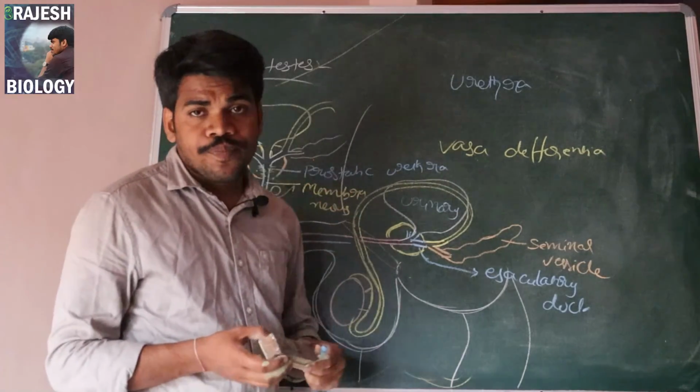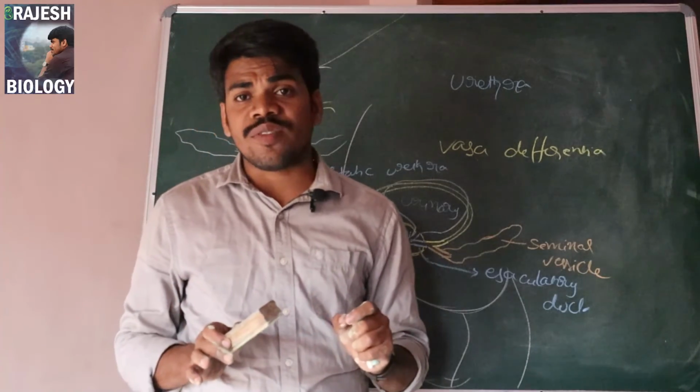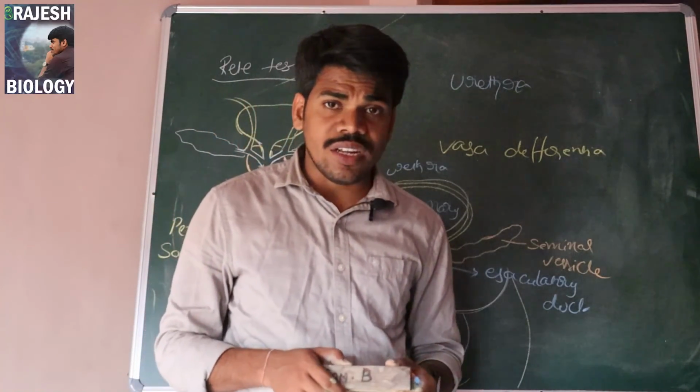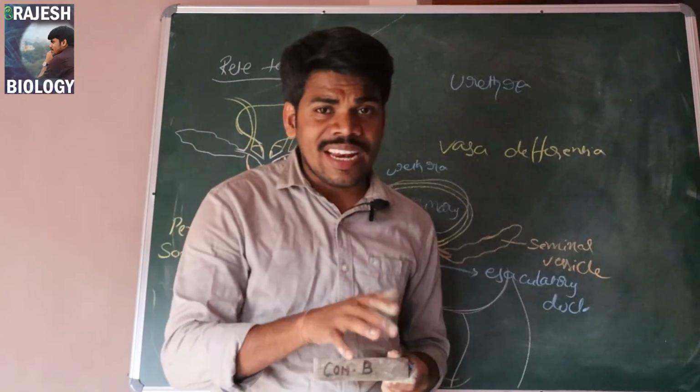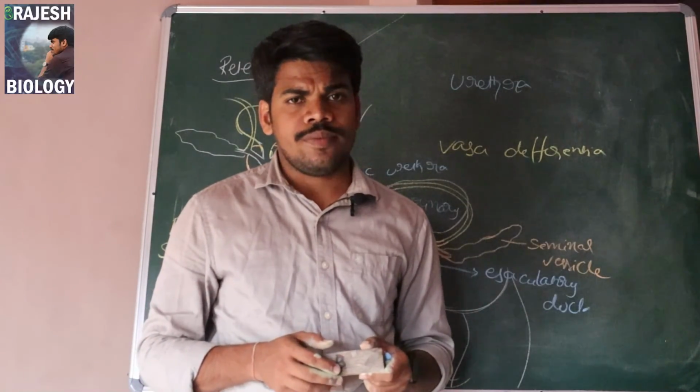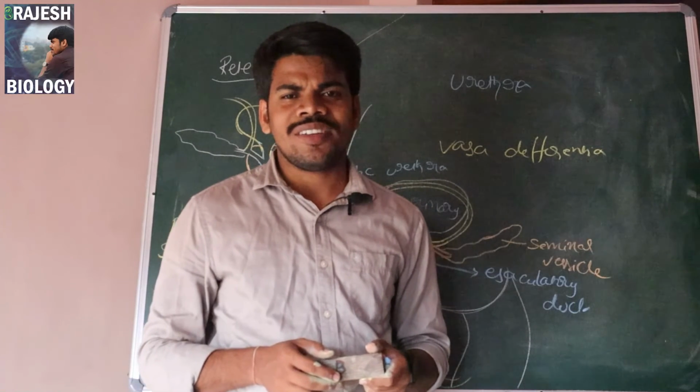These are the accessory ducts of the male reproductive system. In the next class, we will discuss the external genitalia and accessory glands of the male reproductive system. Okay, hope you understand. Thank you.